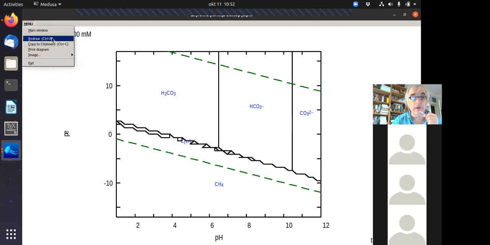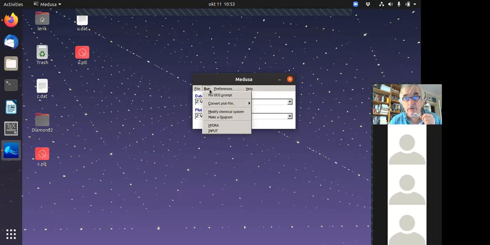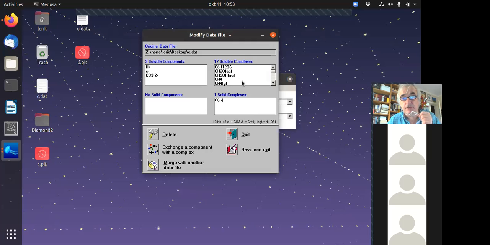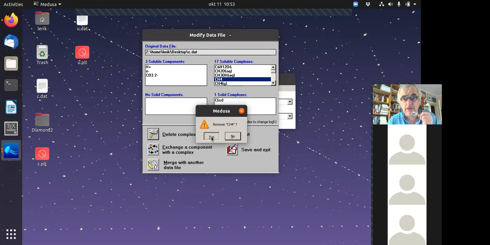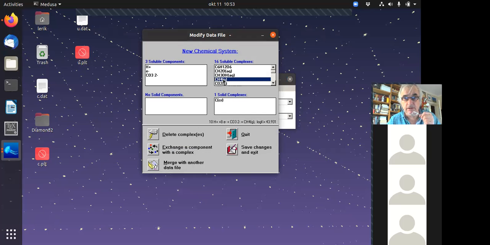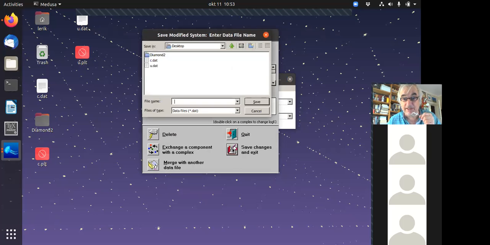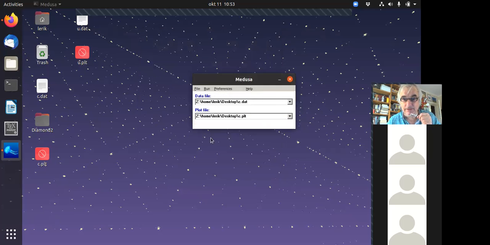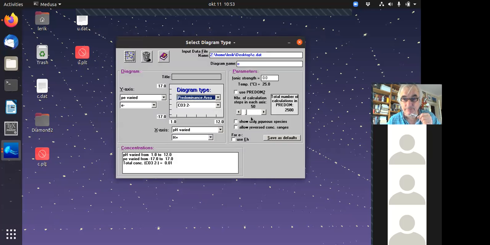We could, for example, modify the chemical system, so we don't want any methane, we don't like methane, the methane complex. And we don't like the dissolved methane either. I mean, "don't like" is absolutely non-scientific, but sometimes that's actually used.